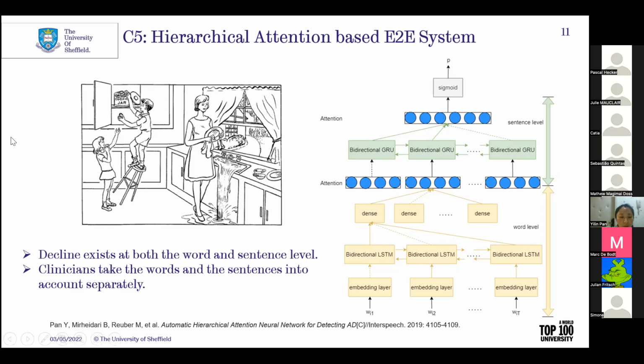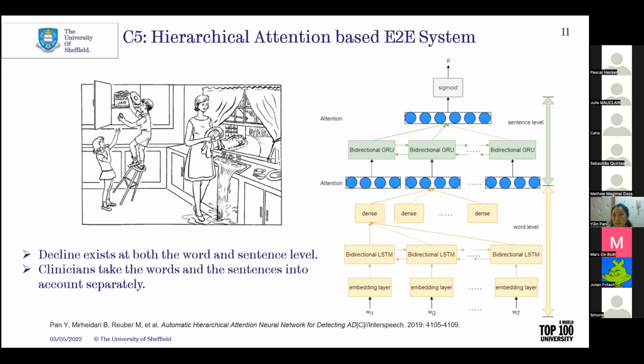And while we have found the decline exists at both the word and sentence level, and the clinicians, when they do the diagnosis, take the words and sentences into account separately. Considering this medical knowledge, we designed a hierarchical system which can extract both the word level information and the sentence level information at the same time. In addition, we insert the attention mechanism at both the word level and sentence level for weighting the extracted word vectors and sentence vectors for classifying.